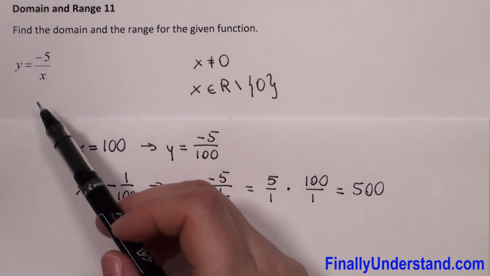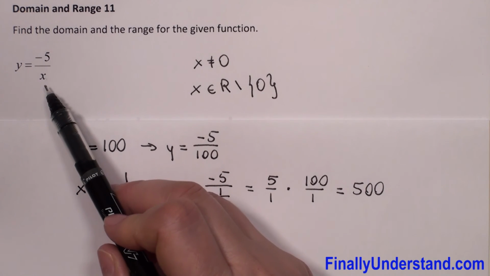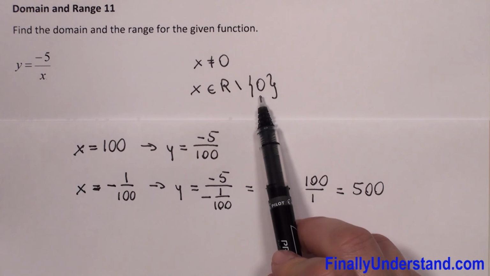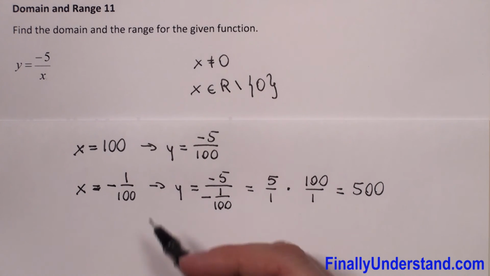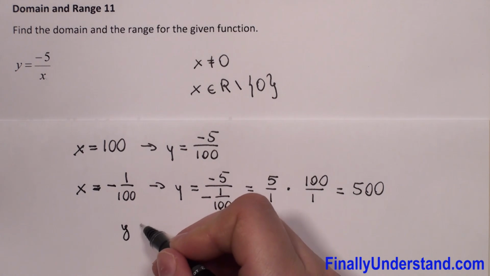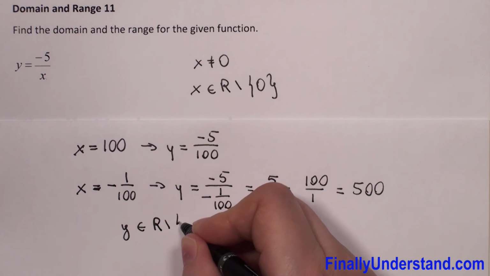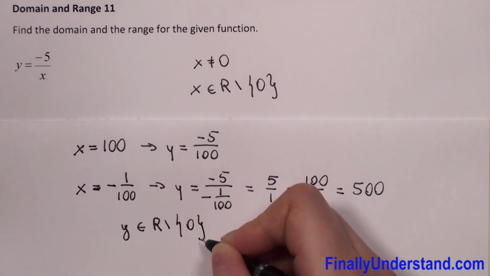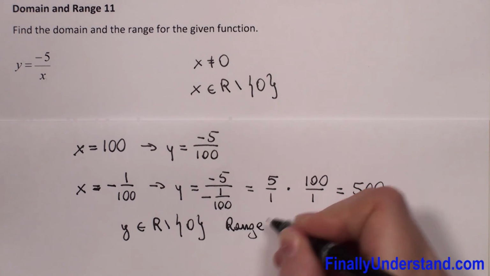So we see we can get for y every real number excluding 0, because we will never get 0 on the right side. y is all real numbers excluded 0. This is our range.